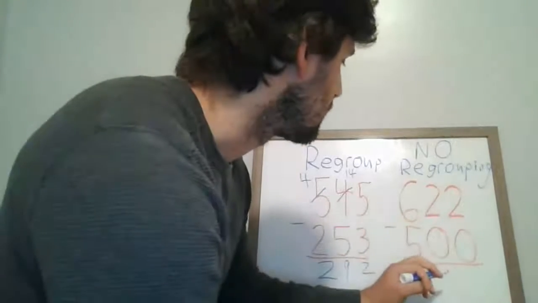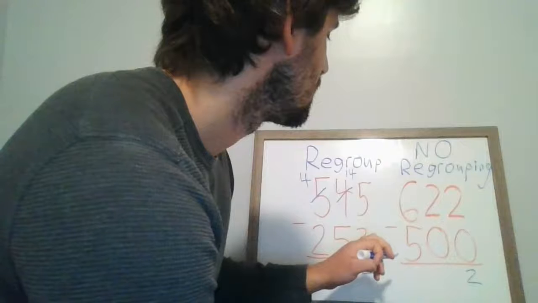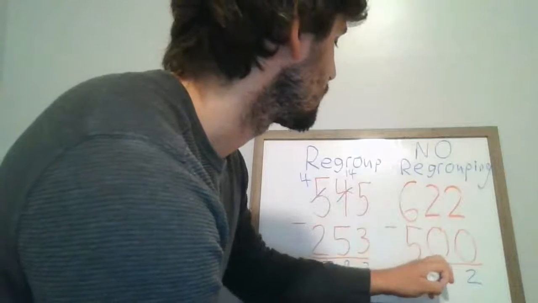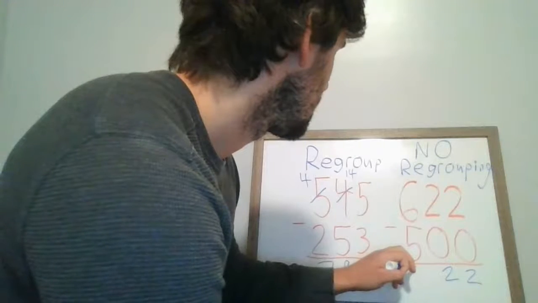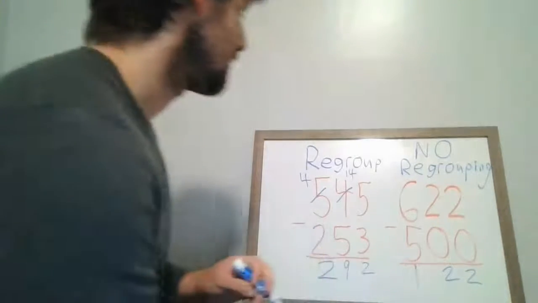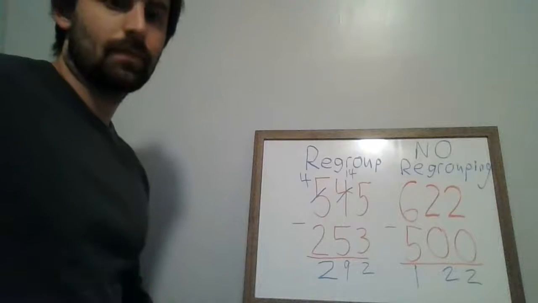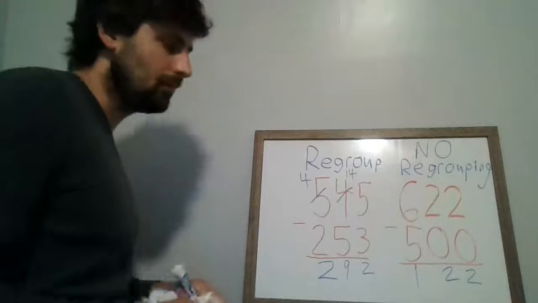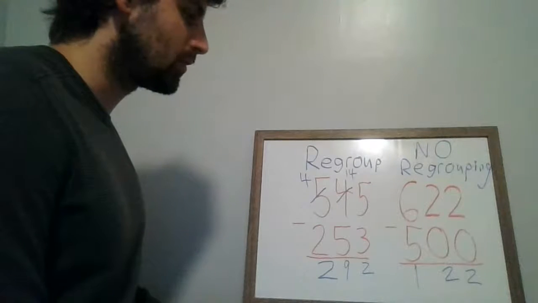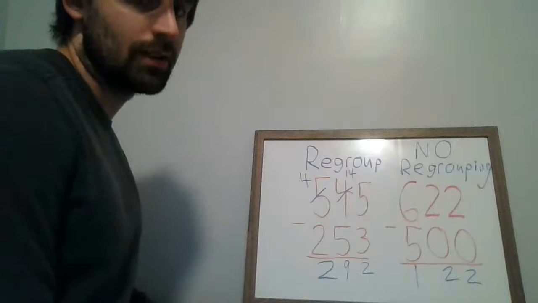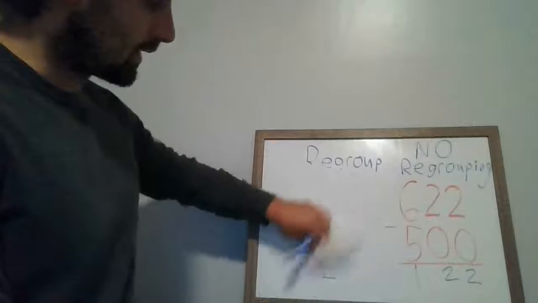All right, so 2 minus 0 is 2. 2 minus 0 again equals 2. 6 minus 5 equals 1. And we have our answer. 622 minus 500 equals 122. All right, I'm going to erase this.